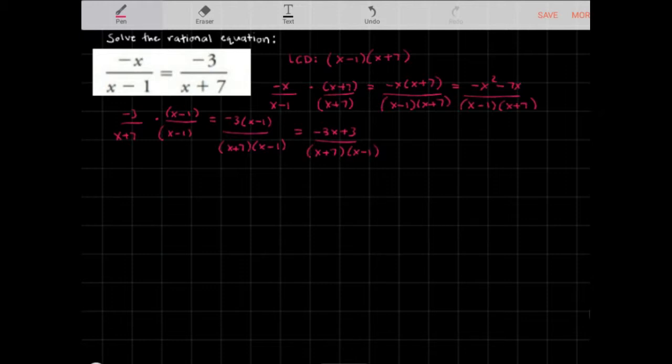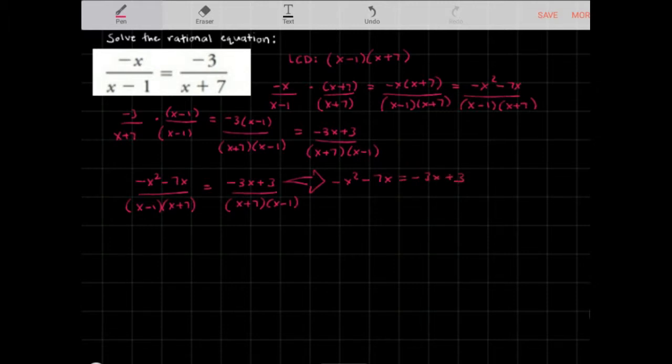And now that you have the two denominators that are the same, what you want to do is equate the two. So you get negative x squared minus 7x over x minus 1 times x plus 7 is equal to negative 3x plus 3 over x plus 7 times x minus 1. Once the two denominators are the same, I'm going to equate the numerators, so you can just work with the numerators right now. Negative x squared minus 7x is equal to negative 3x plus 3. And you want to solve the rational equation.